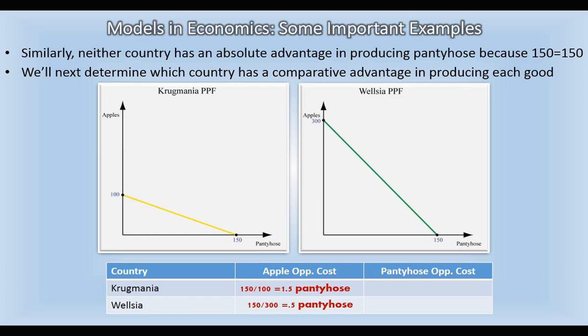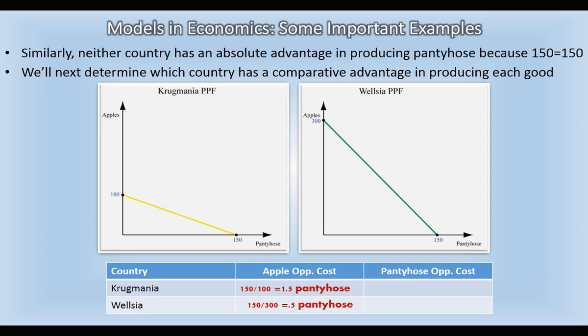Now, what's really simple about trying to figure out the opportunity cost of the same country in the other good is that you can just take the reciprocal of the opportunity cost for the other good. So here for the apple opportunity cost, we figured out it was 150 pantyhose over apples. I started looking at the opportunity cost of Wellsia first. So let me do that first, and then I'll talk about the reciprocal.